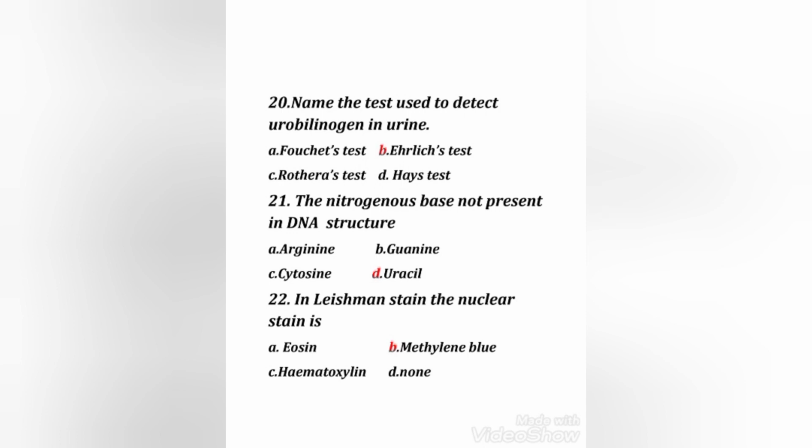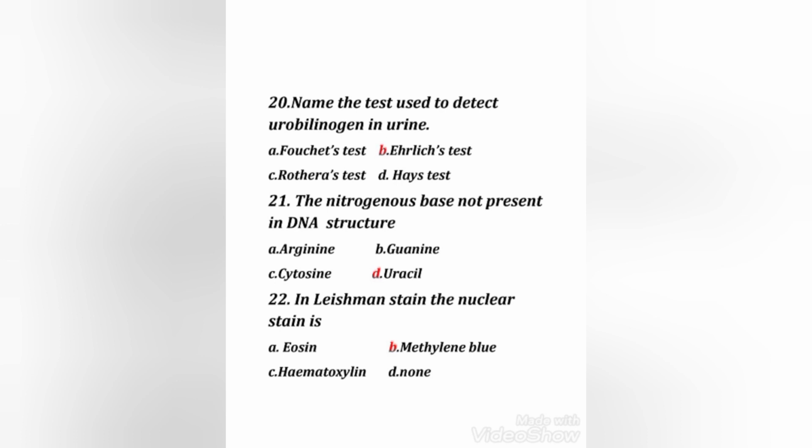Next question. Name the tests used to detect urobilinogen in urine. Fouchet's test, Ehrlich's test, Rothera's test, Hay's test. Here the right answer is option B, Ehrlich's test. It is used to detect urobilinogen in urine. Fouchet's test is used to detect bile pigments. Rothera's test is used to detect the presence of acetone or acetoacetic acid in urine. And Hay's test is used to detect bile salts.